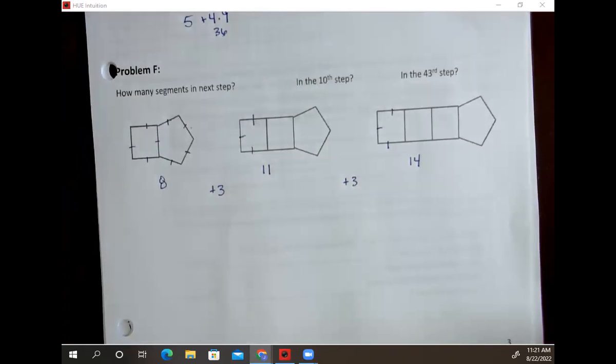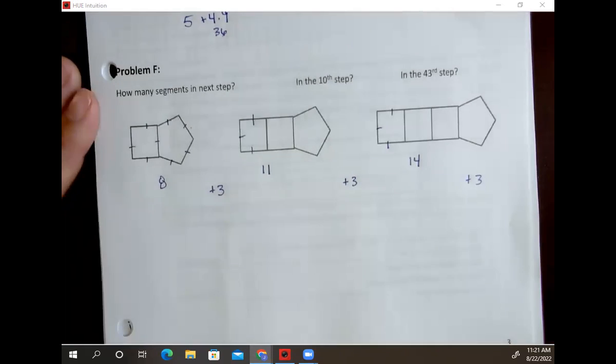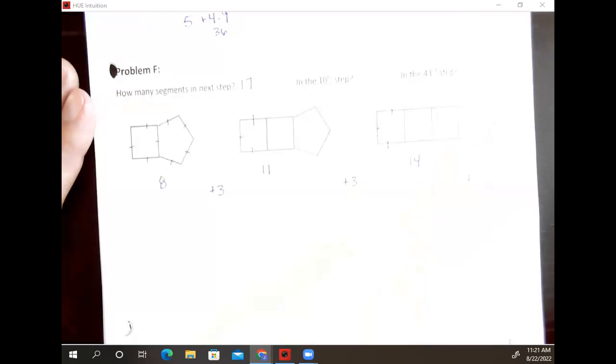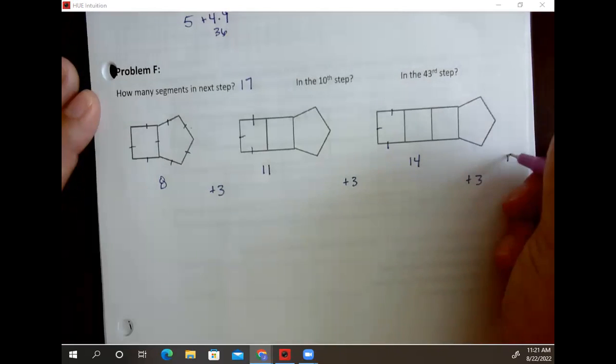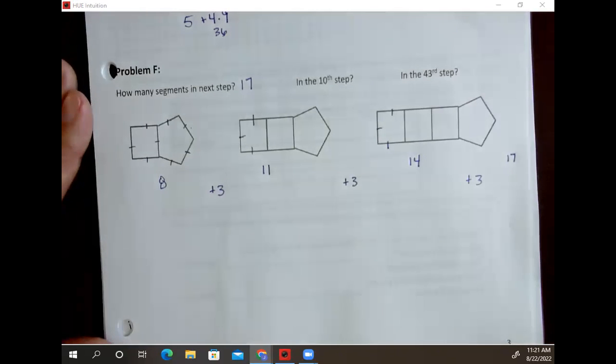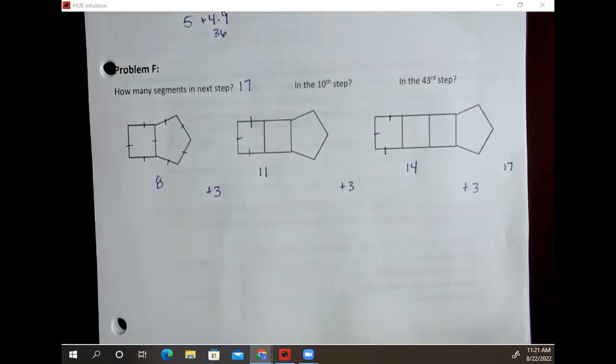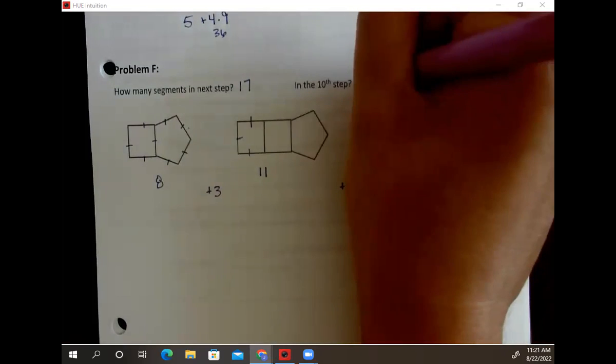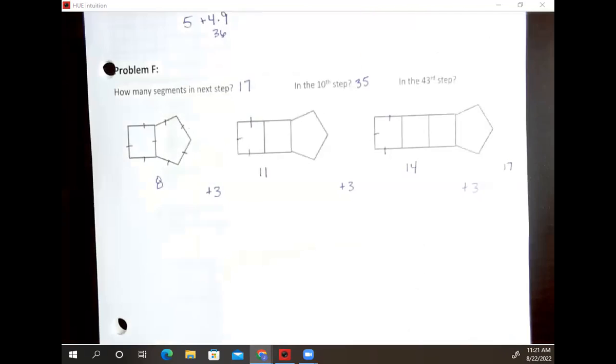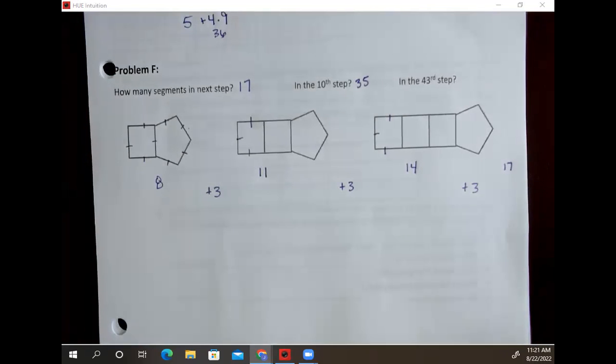How many segments would I have in the next step? Add on 3, I would get 17. So my next one would have 17 segments. How about that 10th step? How many segments for that 10th step? 35. And then finally, how about the 43rd step?